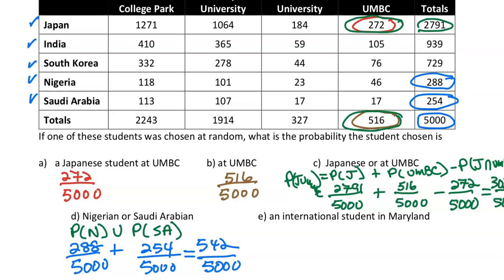Okay, last question. An international student in Maryland. Okay, this whole table is international students, and they're all attending universities in Maryland. So you have 100% chance of selecting an international student in Maryland if you pull from the members of this table. Okay, so think about the intersectionality. Think about mutually exclusive events and events that overlap, and you'll be successful on this.